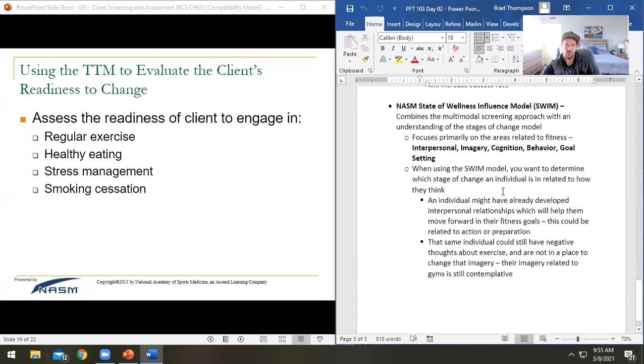So we're going to use this, assess whether or not they are regularly exercising, whether or not they are eating healthy. How do they deal with stress management? That's a huge one. Or maybe they want to stop smoking. All of these are regular things that we can use the stages of change for. Do you exercise regularly now? Ask them questions. Are they in preparation, contemplation? Where are they? What about eating healthy? What about just dealing with stress? Are you ready to start engaging in something that's going to help you reduce stress, like exercising, meditating, or quitting smoking? Are they ready?